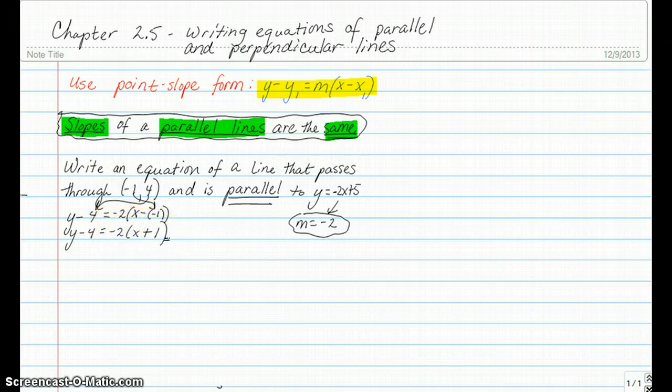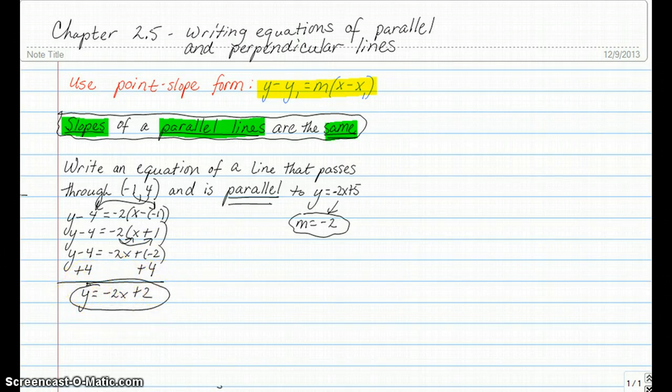Now that is written correctly in point-slope form, but we have to simplify it to write the equation of the parallel line in slope-intercept form. So we've got y minus 4 equals, distributive property, negative 2 times x is negative 2x. Negative 2 times 1 is negative 2. I need to have my y isolated. It's going to be y equals mx plus b, so I'm going to add 4 to both sides. Y equals negative 2x. Negative 2 plus 4 is positive 2. That is your new equation.